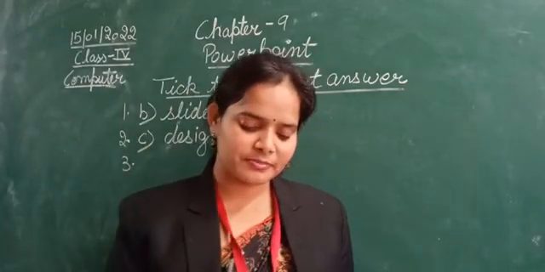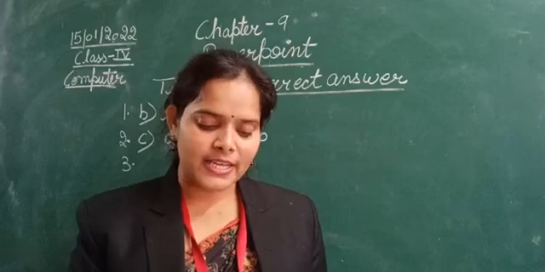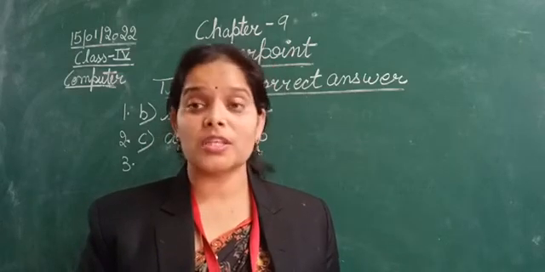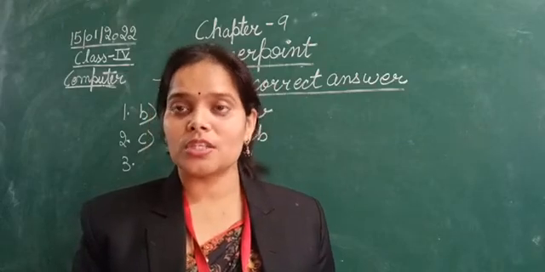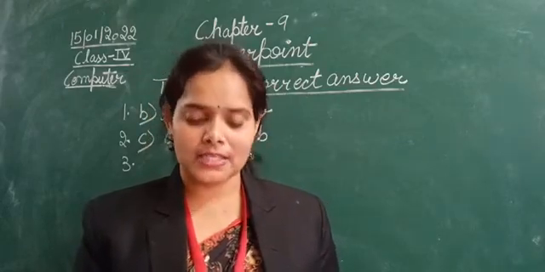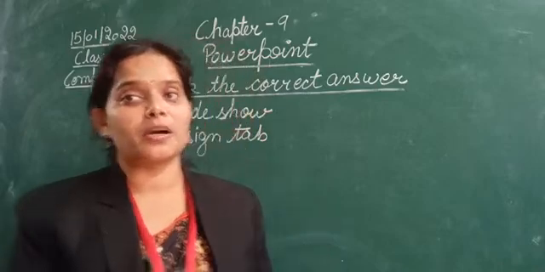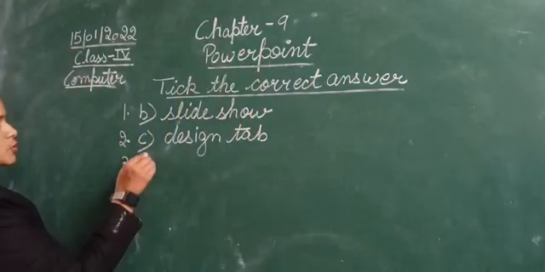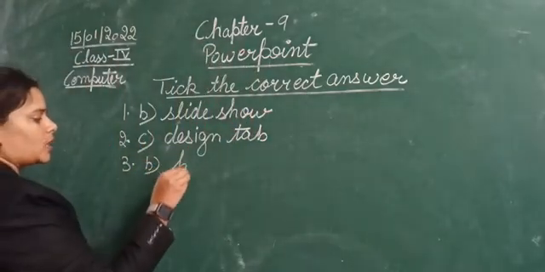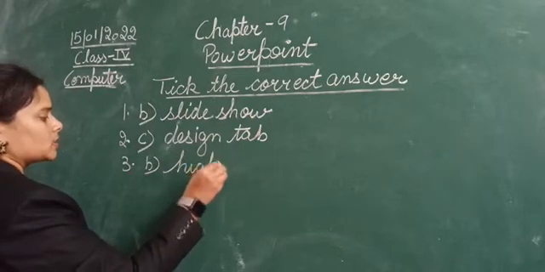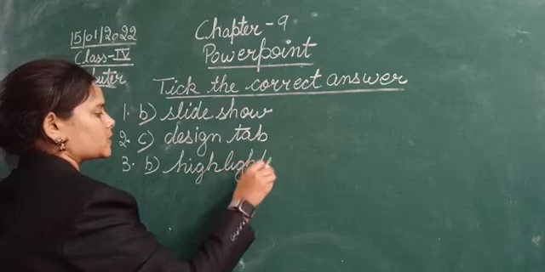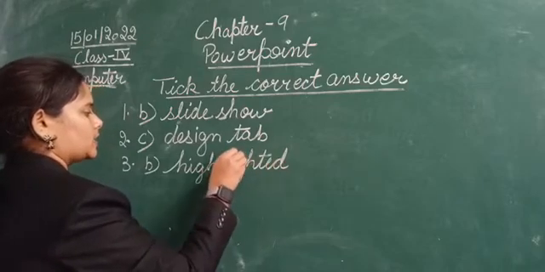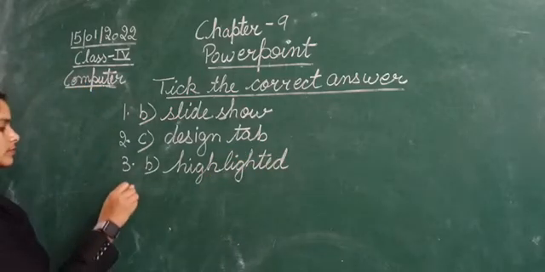Okay, moving next to the third one. The third is: the selected text appears dash on the screen. So whenever we select a text, it appears highlighted on the screen. That is option number B. The selected text appears highlighted on the screen.